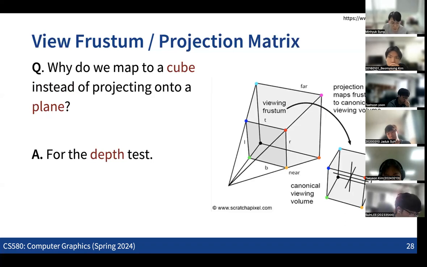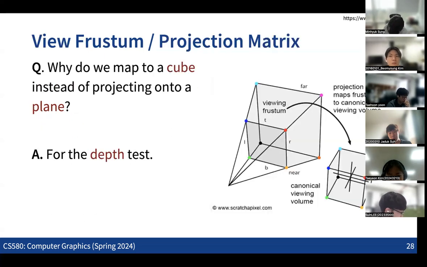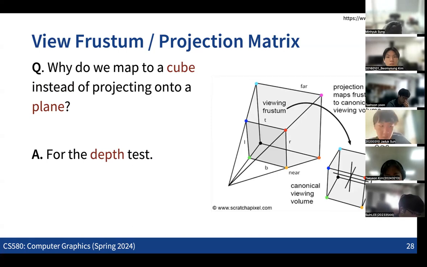So that's what we also need to do in the rasterization step in the next component. That's the reason we have these 3D coordinates, which are called the normalized device coordinates. This is the coordinates that we get through the projection matrix, which are still some 3D coordinates. Does it make sense?